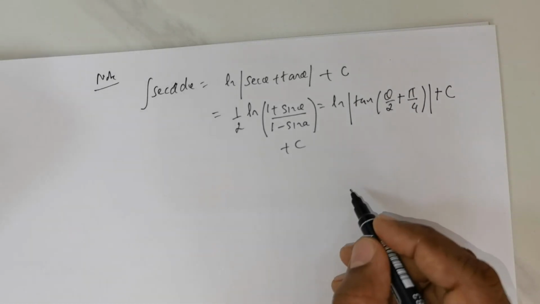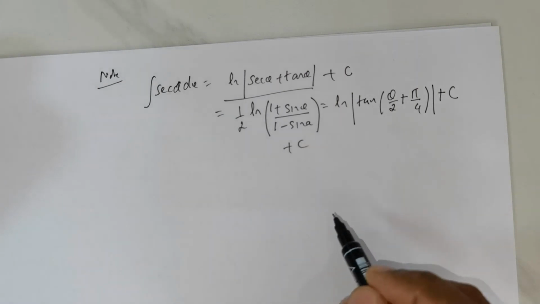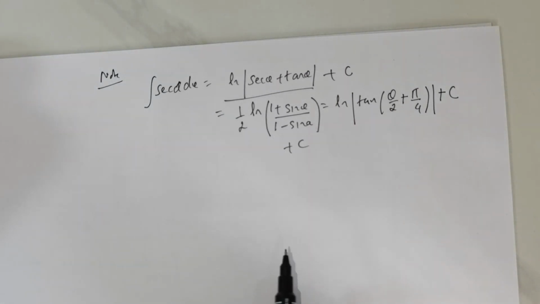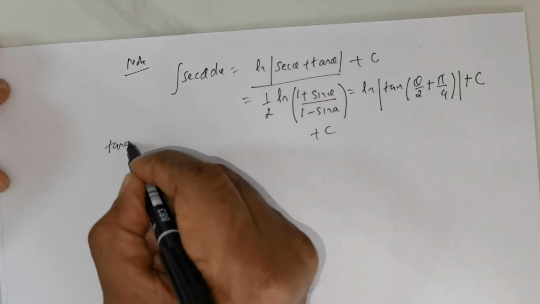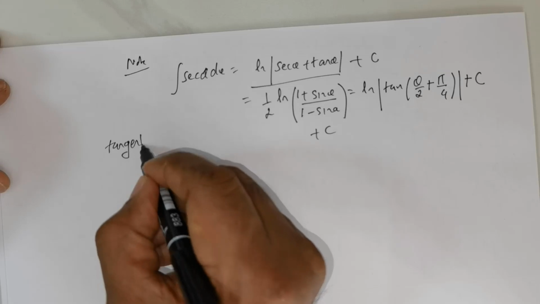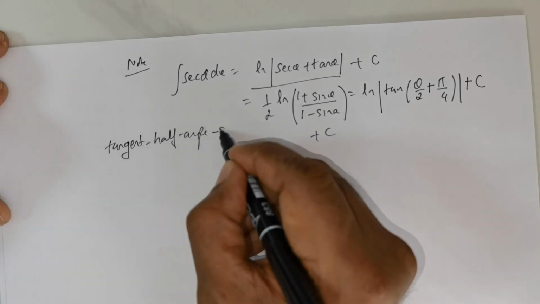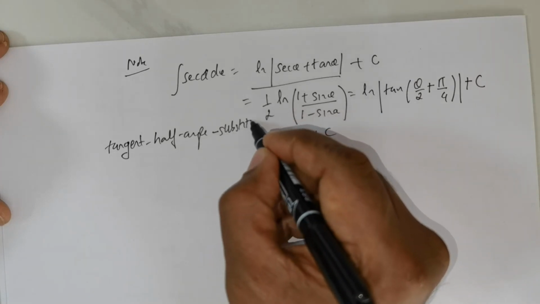Now you might be wondering, how do you get this from here, and how do you get this from here? So I am going to show that result to you. What we are going to utilize is what is called the tangent of half angle substitution. So this substitution is important.